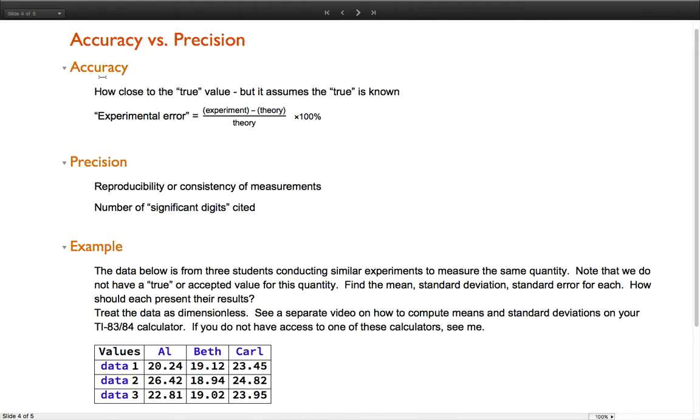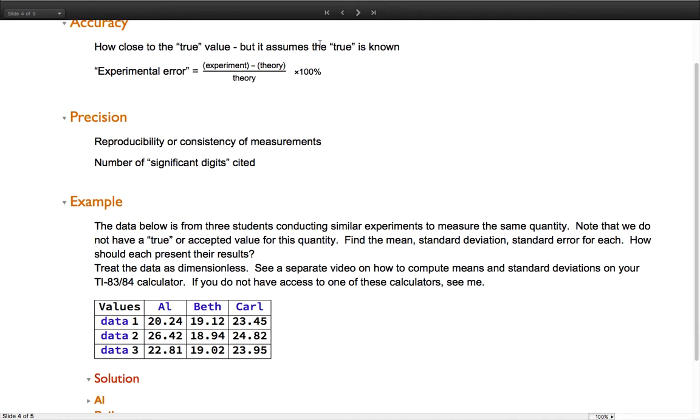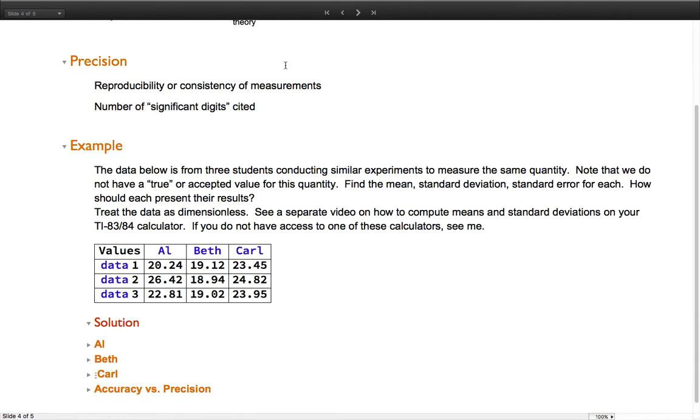So this formula right here is a bit arbitrary. Real scientists don't use this. They don't talk about this. This distinction is one that we will make here, and it is useful for our purposes, but real scientists don't worry about that. Now let's do an example.